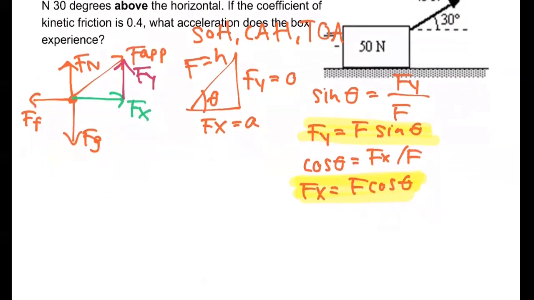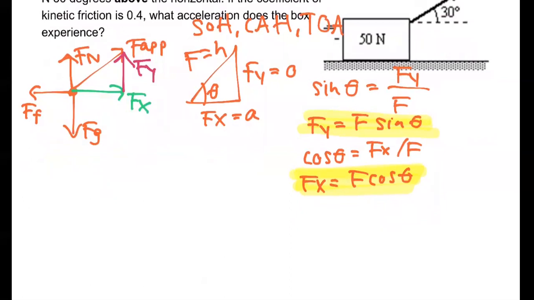So now I'm going to go, same situation we've been doing, and I'm going to sum my forces. I'm going to start with the x direction this time, because we want our acceleration in the x direction. So I'm going to say sum of forces in the x direction is equal to mass times acceleration, which gives me my force in the x direction minus my force friction. Now you'll notice I'm not using this force applied, because once I decide to work in the x and y directions, I'm only going to work there. So that's why I write Fx instead of F applied.